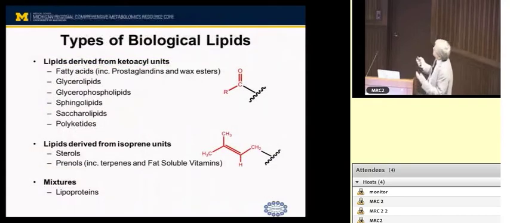All right, so again, talked about this. Fatty acids, glycerolipids, saccharolipids, polyketides. And then the isoprene units, these are the sort of the bonds that you see. So the ketoacyl units or these isoprene units that are part of the cholesterol biosynthetic pathways.